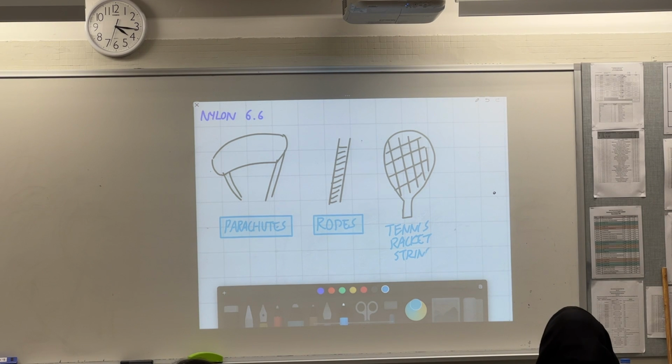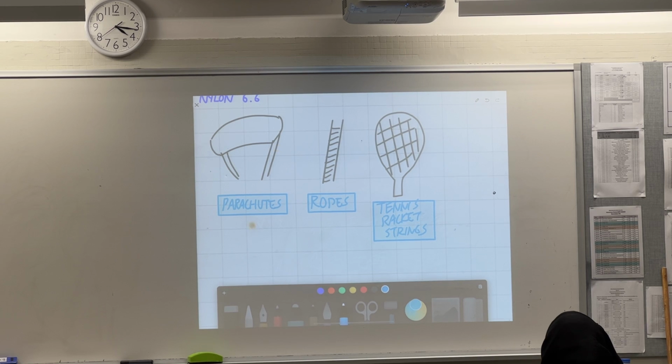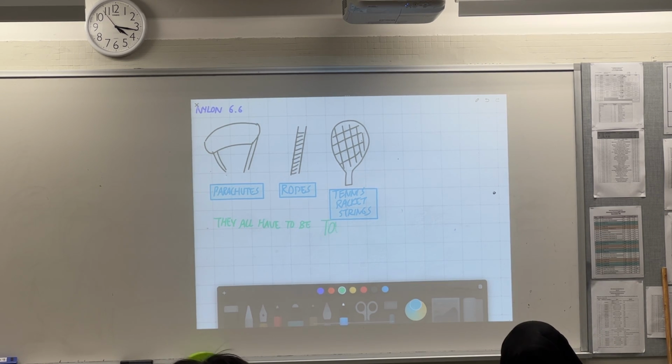What do these three things have in common? They need to be tough. They don't break easily. I mean, if they break easily, you die, like parachutes and ropes. Oh, maybe you don't die and maybe just break in half. But yeah, these two are very important. So they all have to be tough, and strong. Yes, strong.